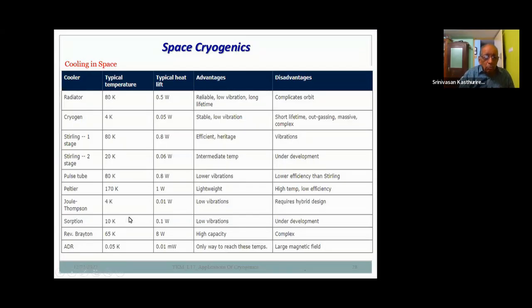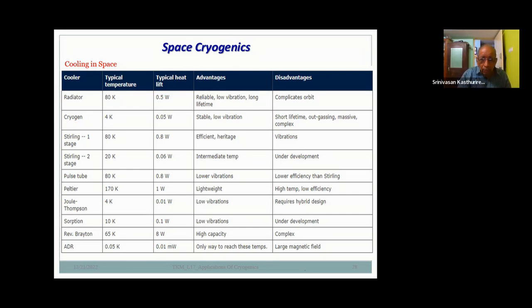What sort of cooling requirements are there is provided in this table. A radiator operating at 80 Kelvin has a heat load of typically 0.5 watts. It is quite reliable, with low vibration and long lifetime, but it complicates the orbit. In some cases you will see the light entering, in some cases light will not enter, so you have to take the right radiation zone for that.